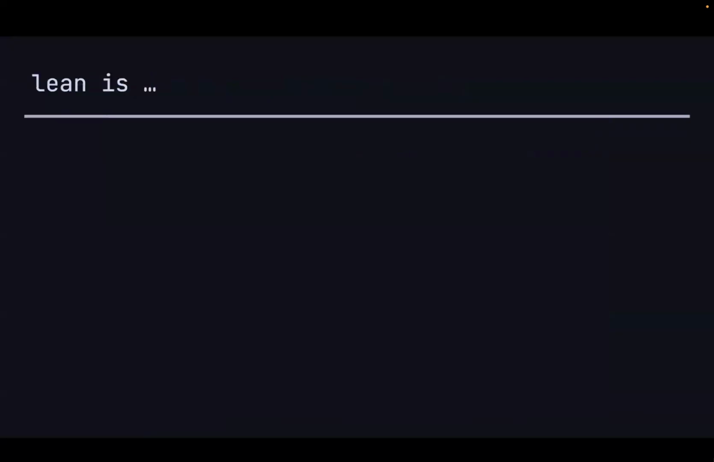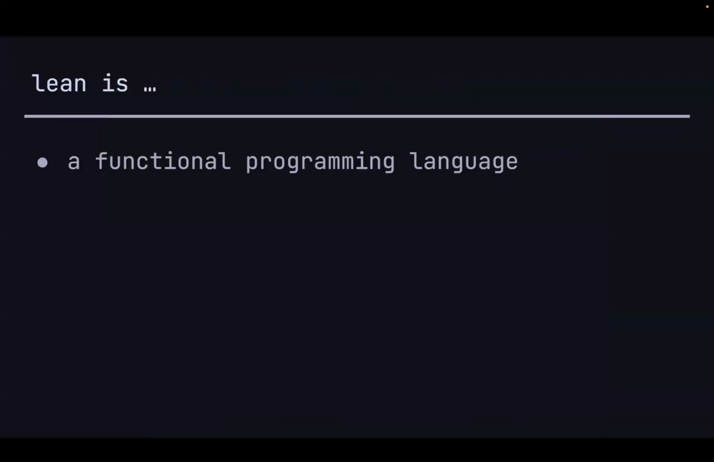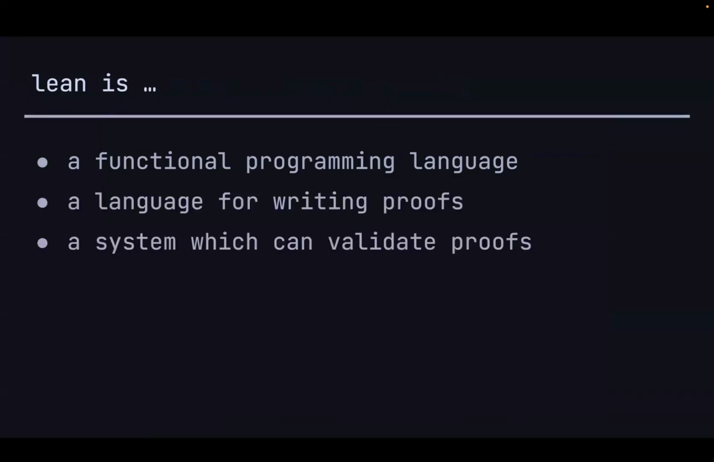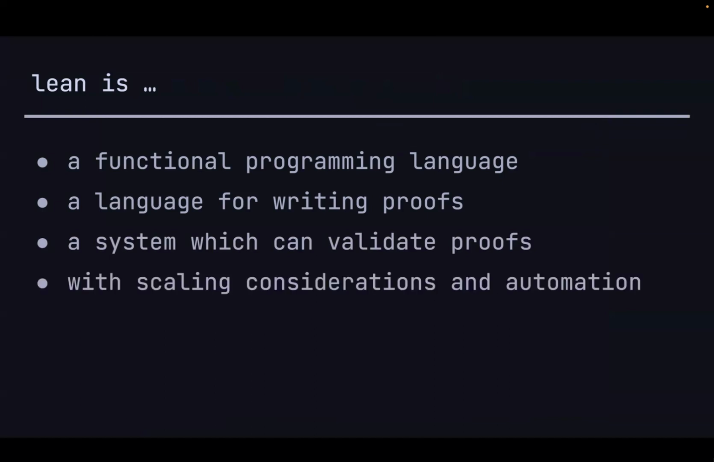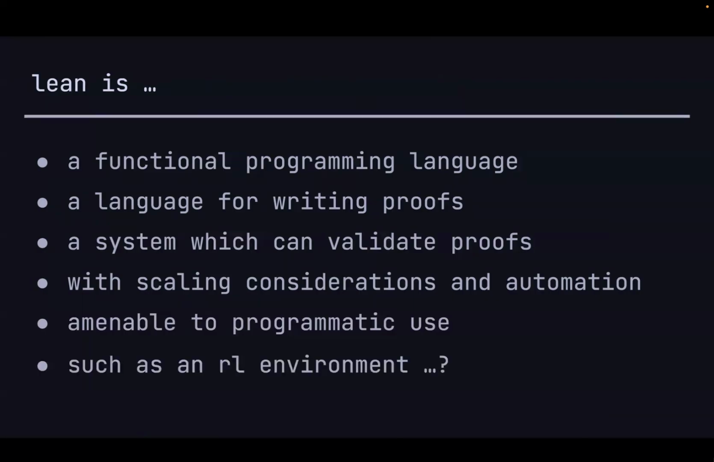So in short, Lean is a functional programming language like Haskell. It's also a language for writing proofs. It's also a system which can validate proofs, which is extremely powerful, with scaling considerations for automation, amenable to programmatic use, which will come in handy later, such as an RL environment.